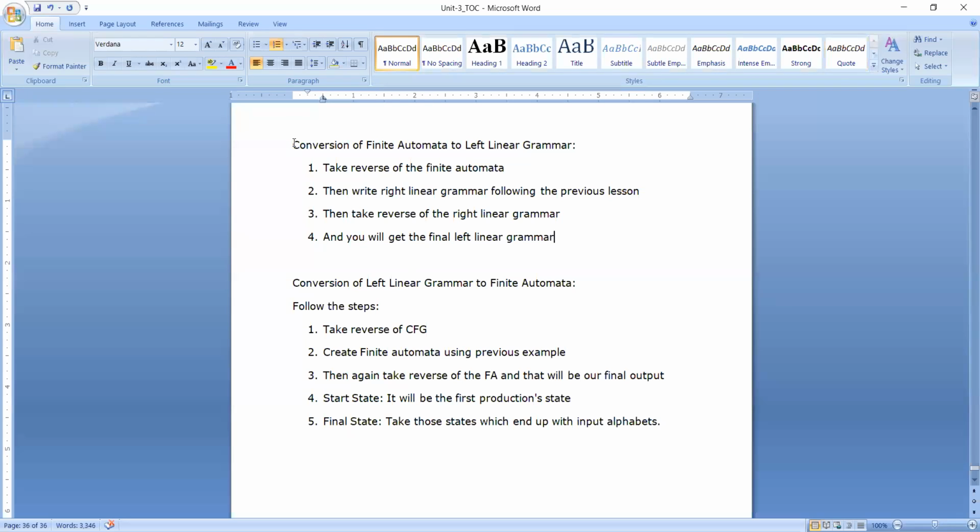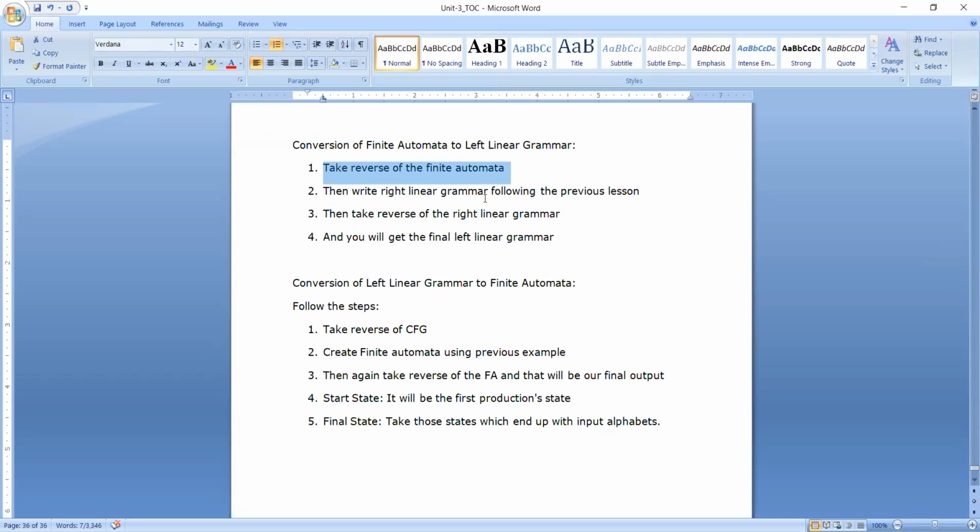Now these are the four steps that we are going to follow for converting the given finite automata to the left linear grammar. So what are the four steps? The first step we have to do is we need to take the reverse of our finite automata. So I hope we already discussed how we are going to take the reverse of our finite automata during the closure properties also.